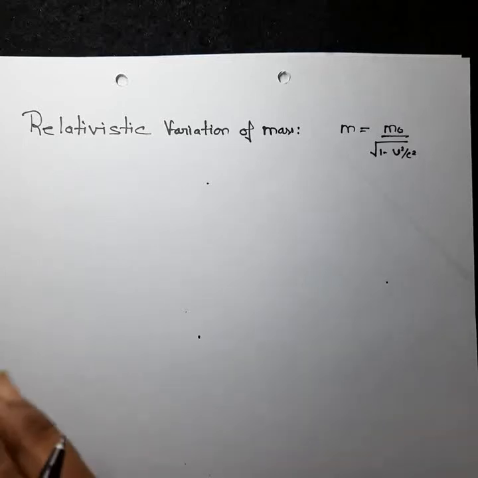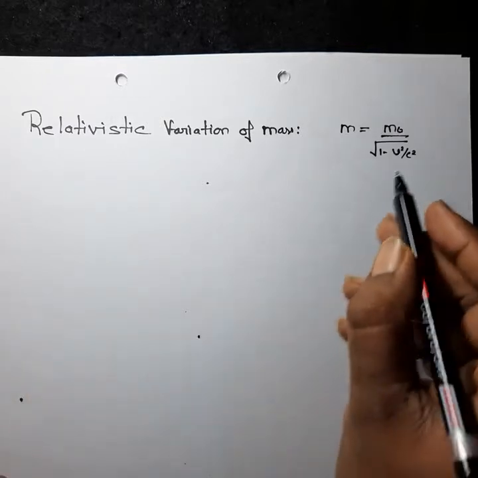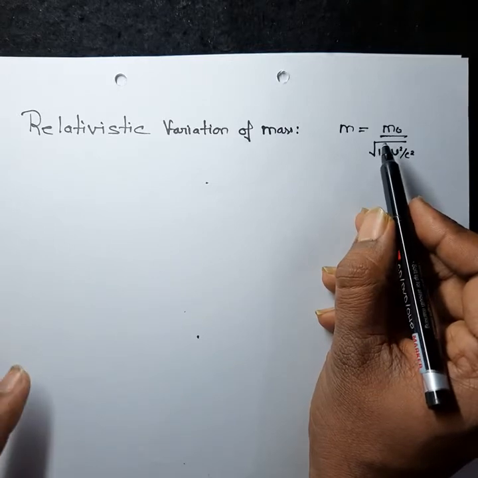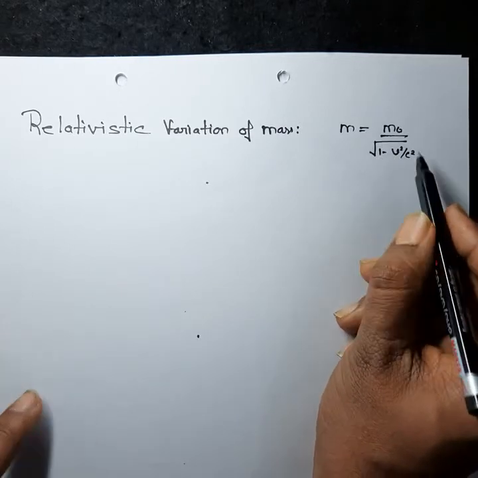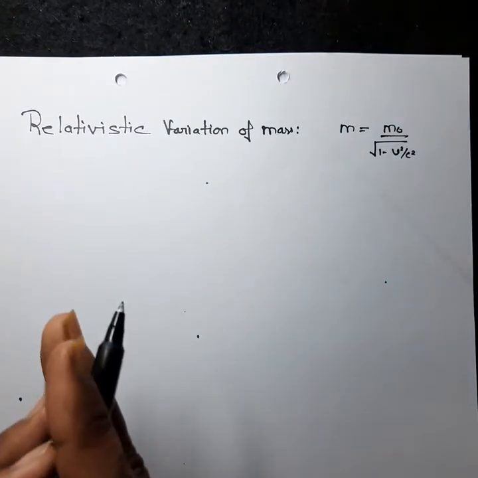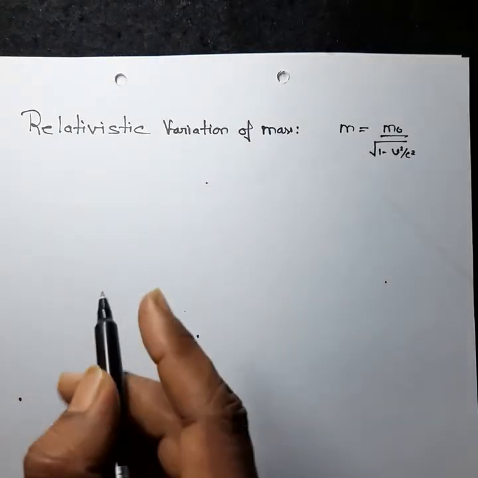Now we are going to discuss the relativistic variation of mass. As we know, the mass also depends upon the relative motion between the observers. I will try to establish this relation in this lecture, using basically the conservation of momentum principle.